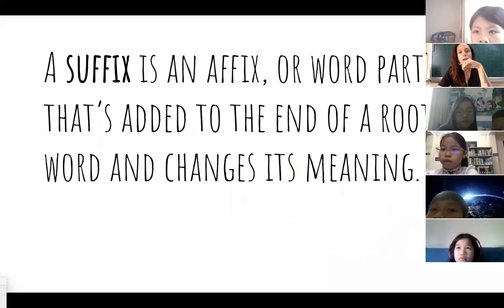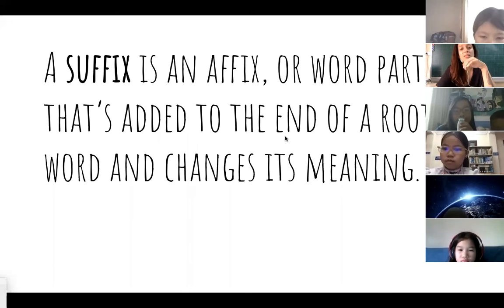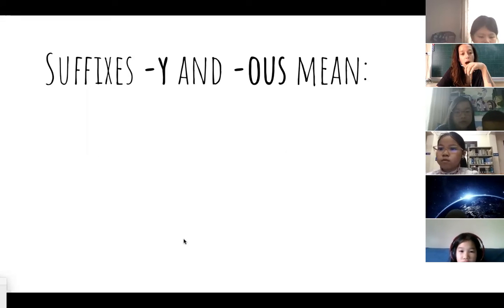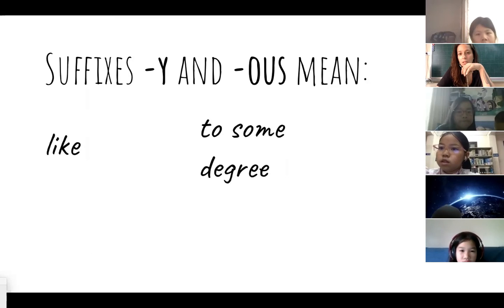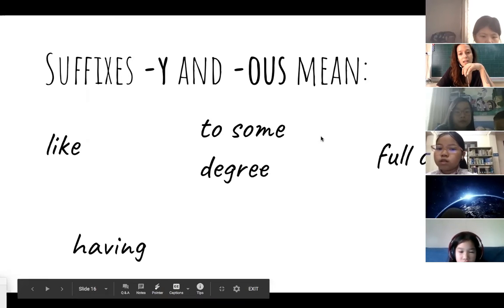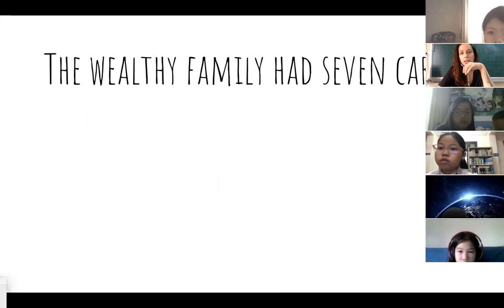All right, so let's quickly talk about suffixes. So I think we practiced this many, many times. So we know a suffix is an affix or a word part that's added to the end of a root word and changes its meaning. So the suffixes y and ous mean, to some degree, full of, having, or somewhat. So let's look at a sentence. The wealthy family had 7 cars. We want to look at the word wealthy.